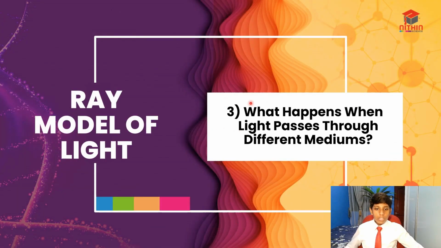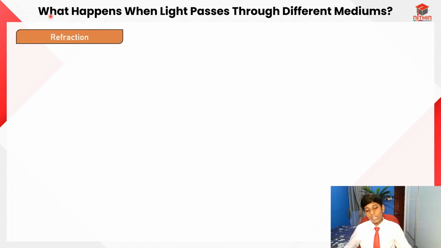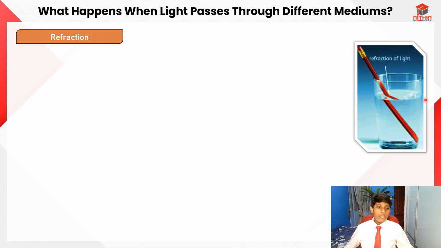For the third segment of this video, I'll be going through what happens when light passes through different types of mediums. So what happens when light passes through different mediums. So this is basically called refraction. Refraction of light.